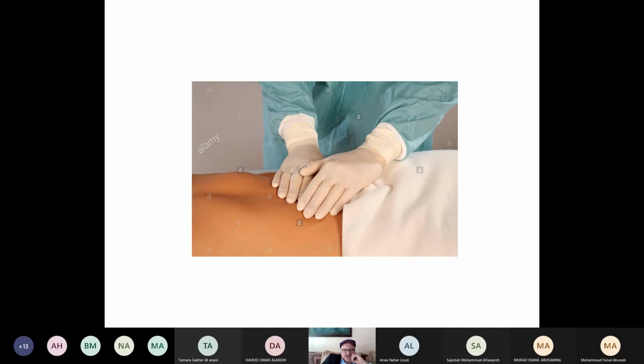What do you palpate for? We palpate for masses or tenderness. I prefer to start with tenderness. And after tenderness, what comes? Guarding comes. After guarding, what comes? Rigidity comes.